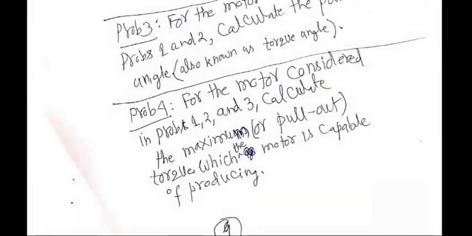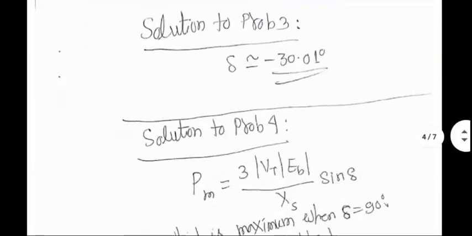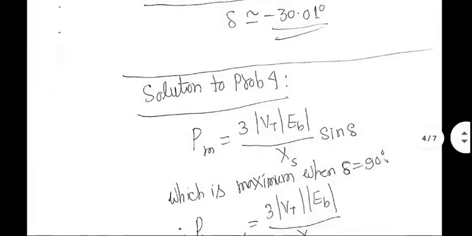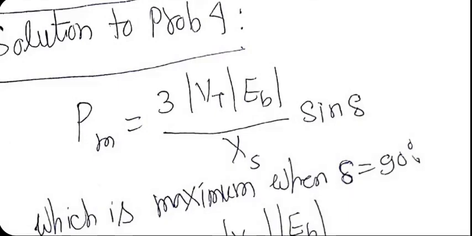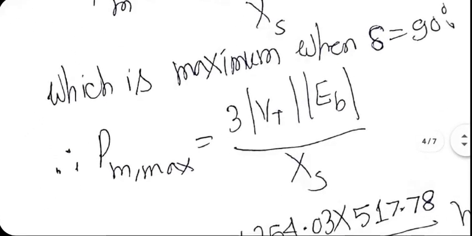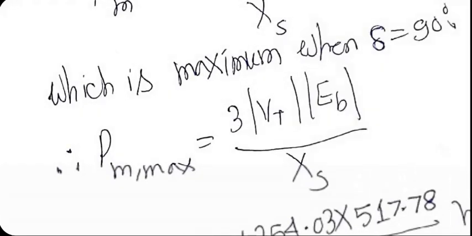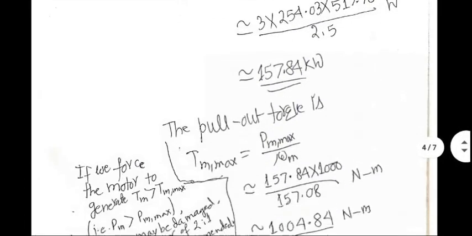For the rotor considered in the above problems, calculate the maximum pull-out torque. We have the formula for maximum torque, so we use that directly. Basically, that means delta has to be pi by 2. Maximum possible power is this when delta is pi by 2. EB's magnitude is known, VT magnitude is known, XS is known. Delta let's put as pi by 2 or 90 degrees. You'll get maximum possible power, and then you divide it by omega m to get the pull-out torque.